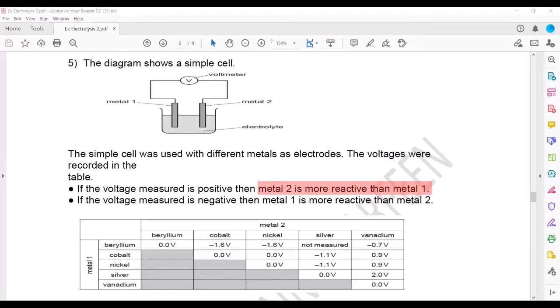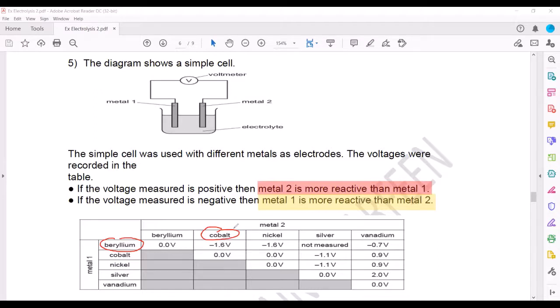But if the voltage is negative, then metal 1 is more reactive than metal 2. So the values of the voltages are given. We can set up the reactivity. Look, when we use metal 1 as beryllium and metal 2 as cobalt, we are getting a negative voltage.